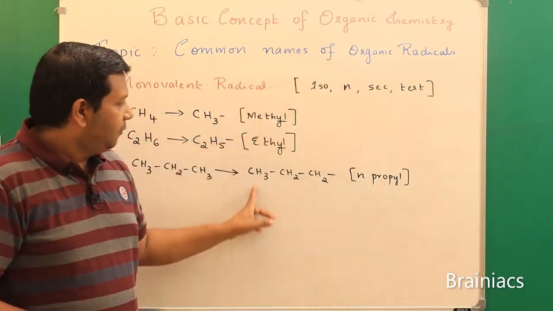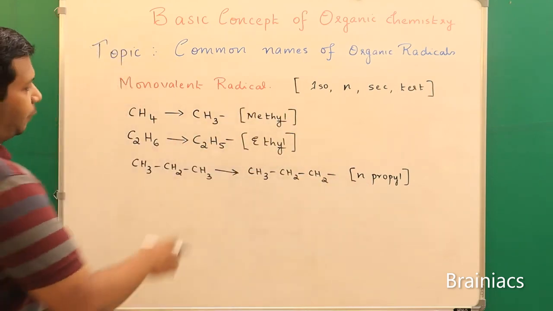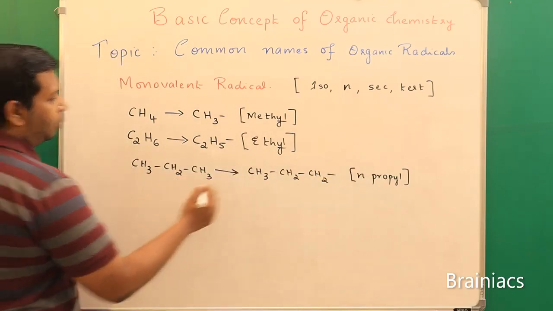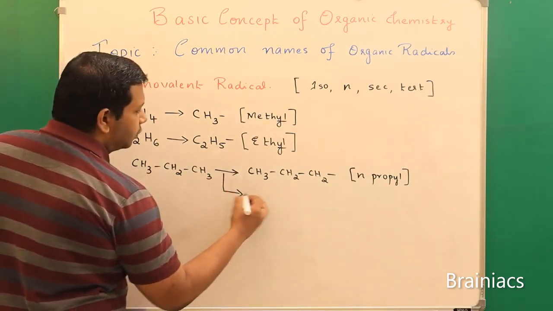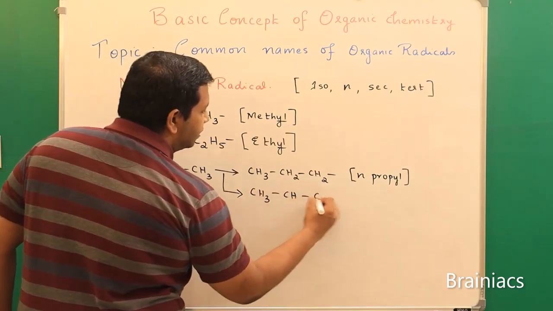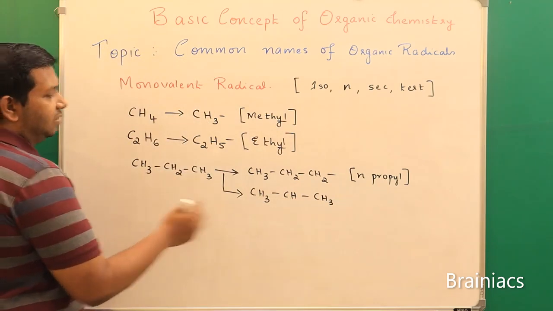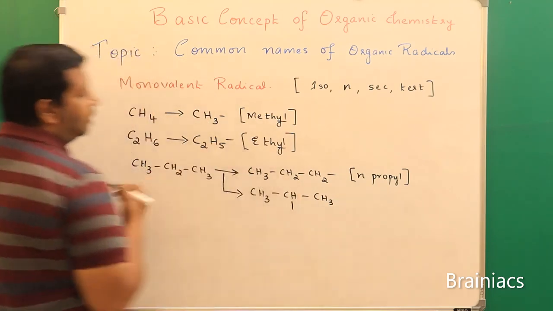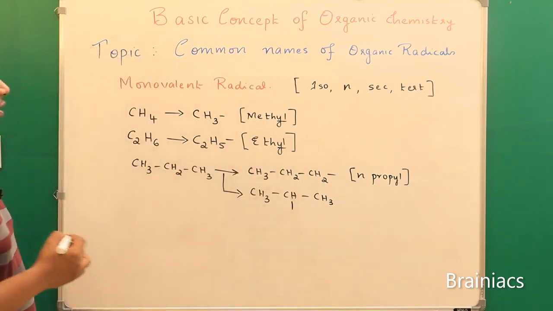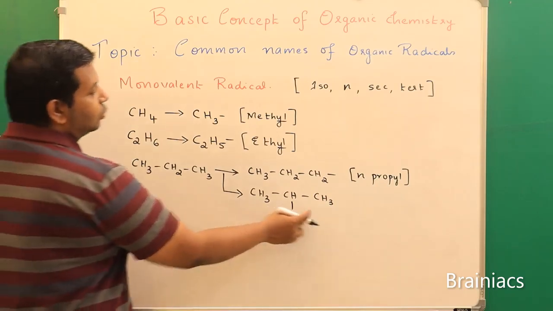Here you have seen, if it is linear we say normal propyl. Now what is the other possibility? From the central carbon you can remove. So the other possibility is CH3, then CH, then CH3. That means from the central carbon atom one hydrogen is replaced, so the vacant valency will be at the central carbon atom. What will be the name of this compound? I can say this is isopropyl.